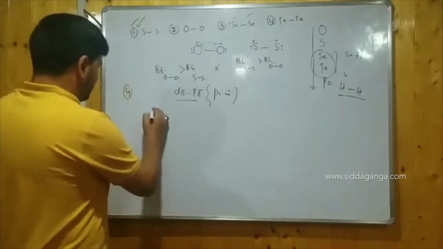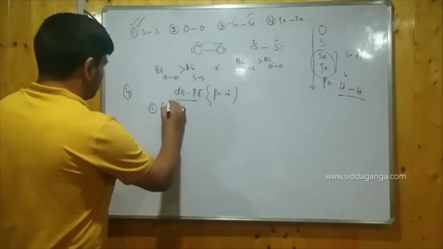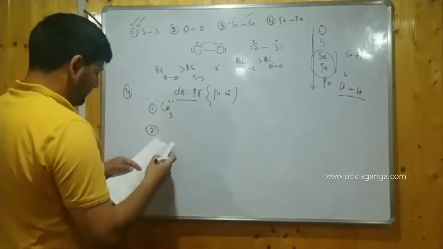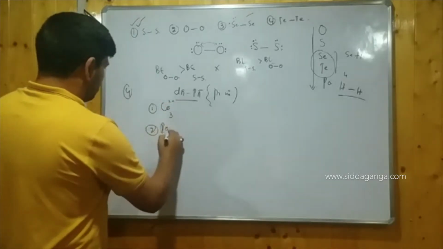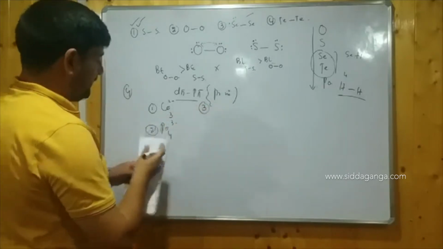Okay, so the options are: number 1, CO3 2 minus. Option 2, PO4 3 minus. Option 3, NO3 minus.